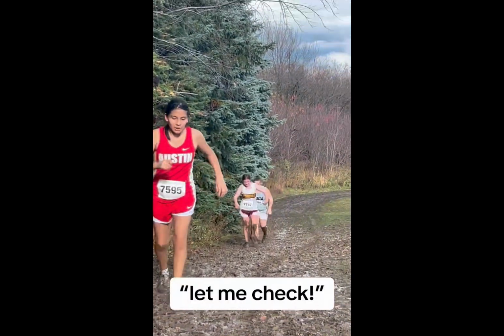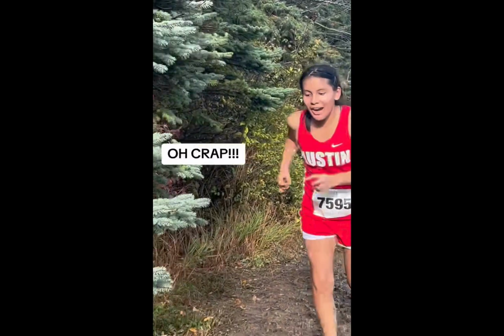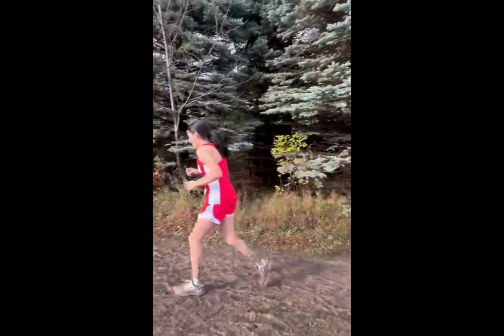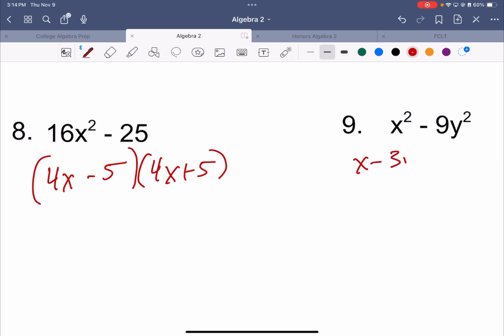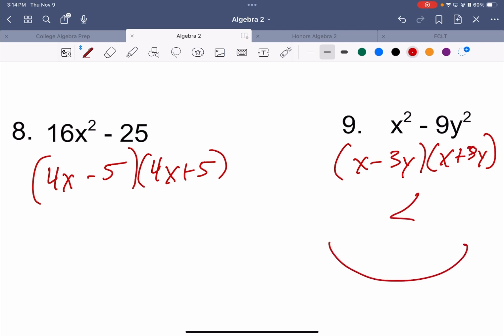Let me check. So 4x minus 5, 4x plus 5, and then x minus 3y, x plus 3y.